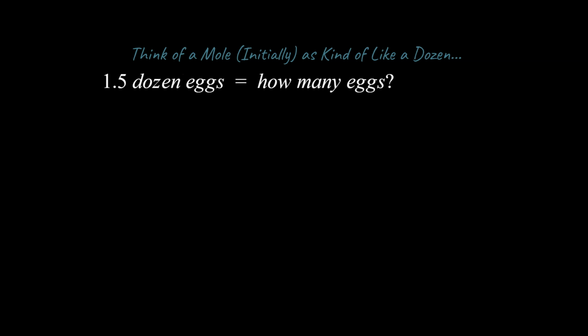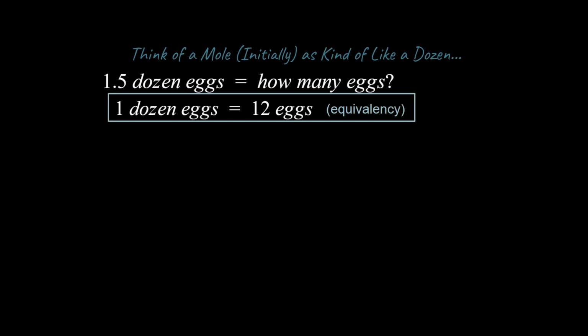So first of all, if we were going to work with this problem here, 1.5 dozen eggs is equal to how many eggs? So you probably know how to do this in your head already, but I want you to think about why you can do this. I run into students who sometimes know what to do, they know what the algorithm is, but they don't really know why they can do what they can do.